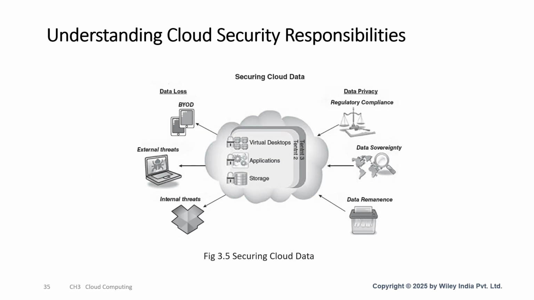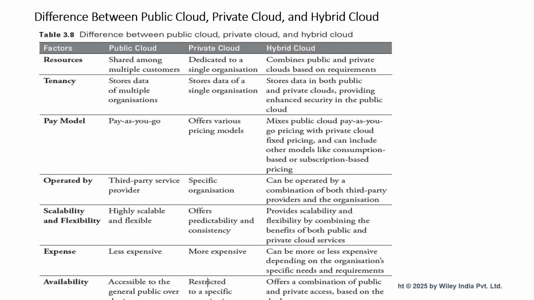When we talk about cloud security, we often talk about data privacy. And there are regulatory compliance requirements which the organization should follow to maintain privacy, data sovereignty, data remnants, how you are going to take the backup, internal threats. Internal threats means threats from the employees, internal employees of the organization. External threats like malware, attacks, phishing frauds, then data loss. When we talk about cloud security, we consider all these issues.